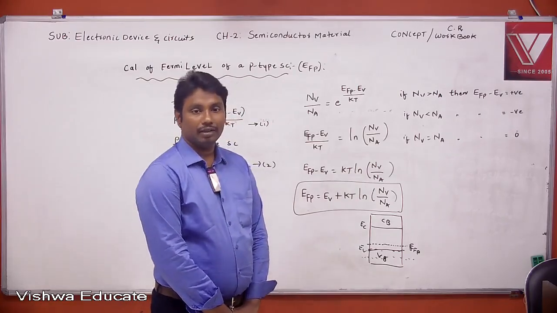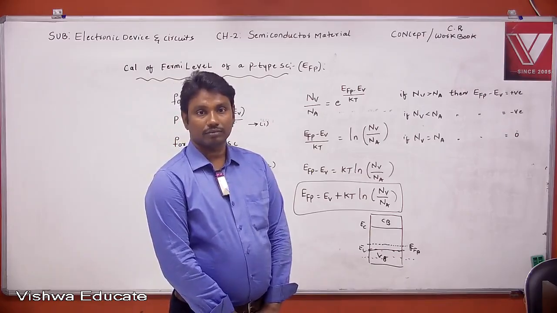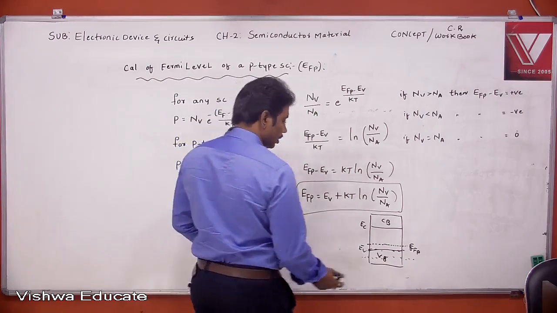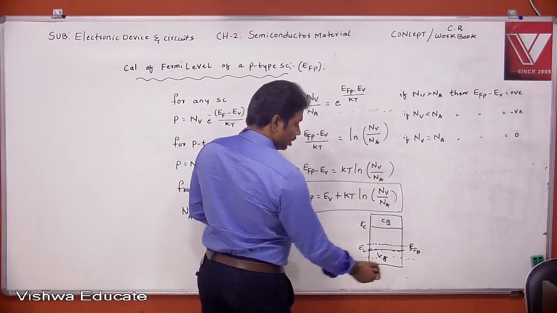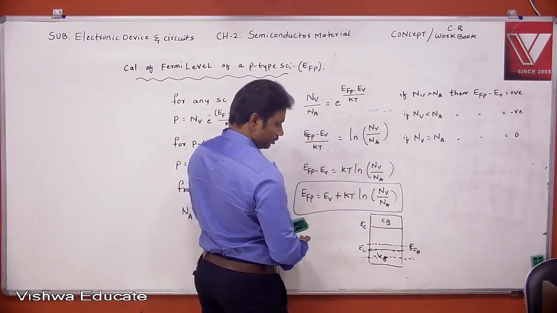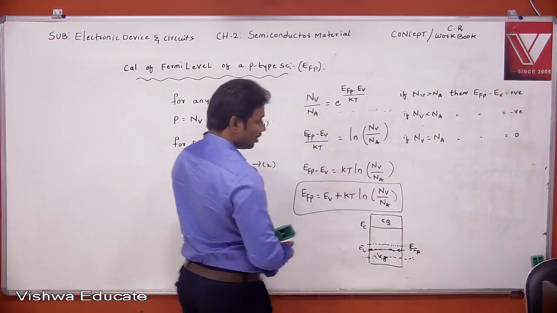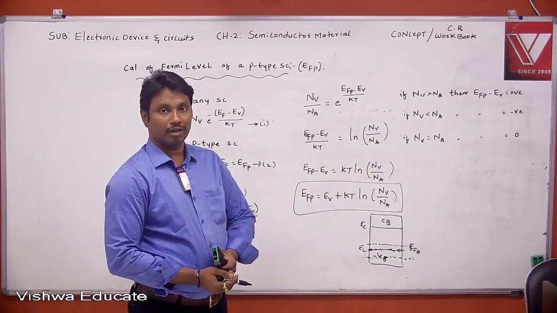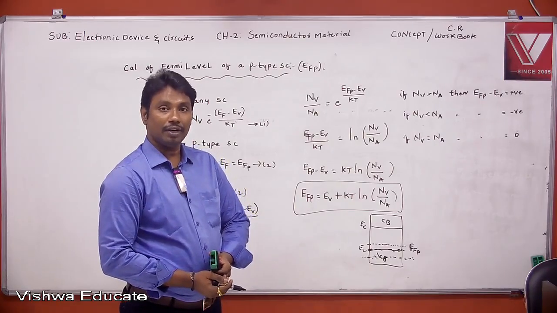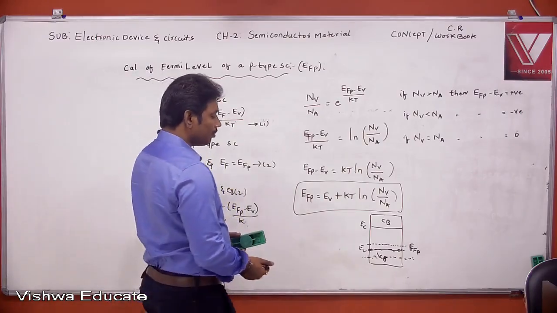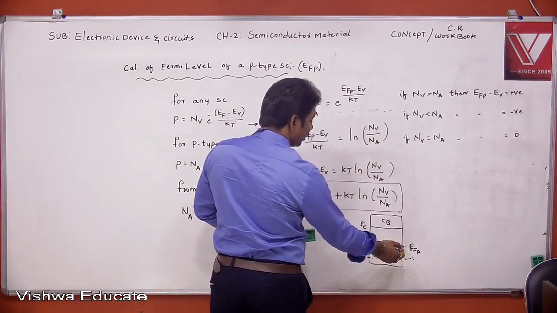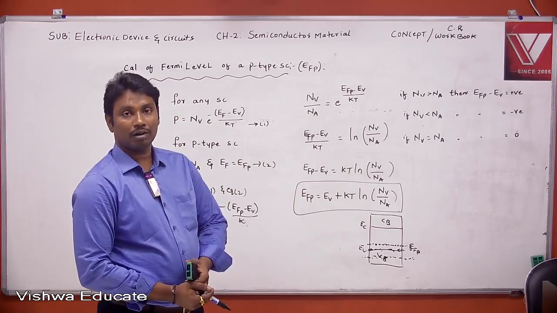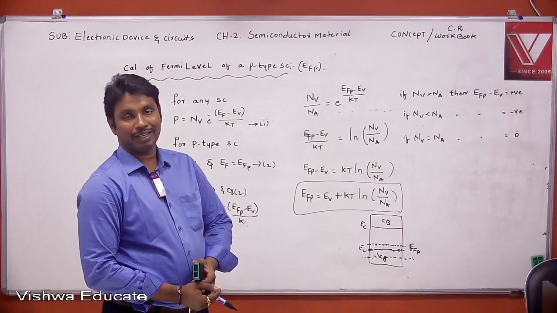Next one, observation. What is the observation here? In the p-type semiconductor, if the Fermi level lies within the valence band or coincides with the valence band, such a semiconductor is called a degenerate or heavily doped p-type semiconductor. Similarly, if the Fermi level lies above the valence band, such a semiconductor is called a lightly doped or non-degenerate p-type semiconductor.